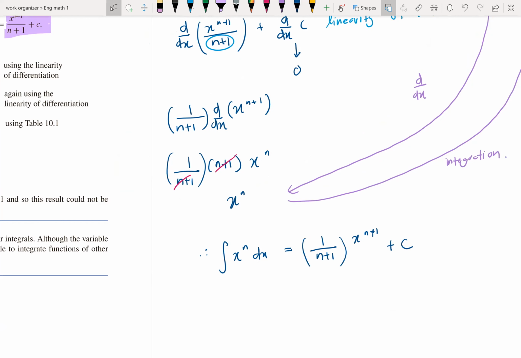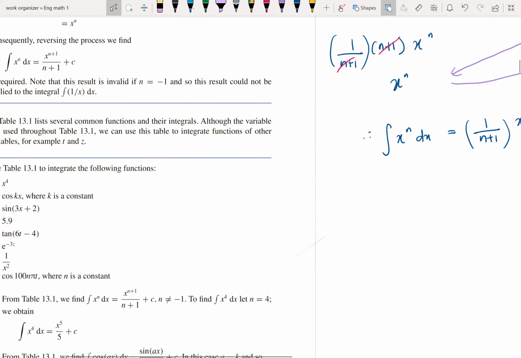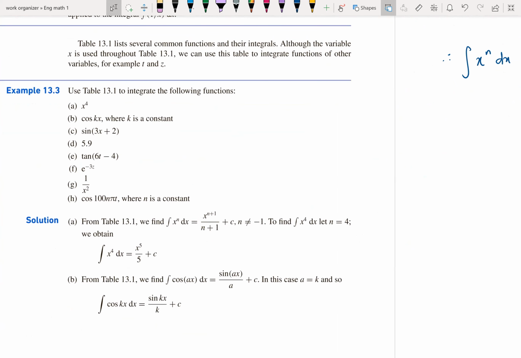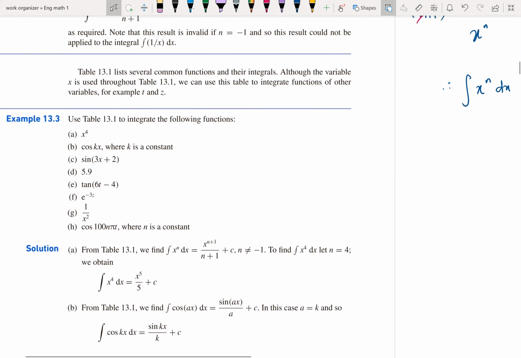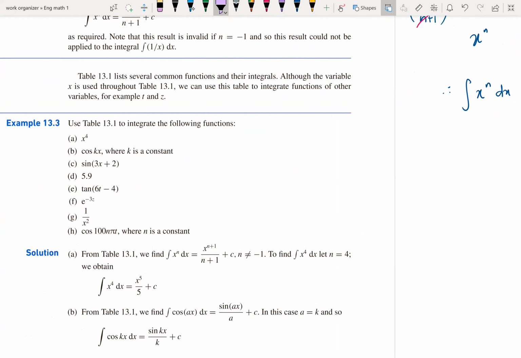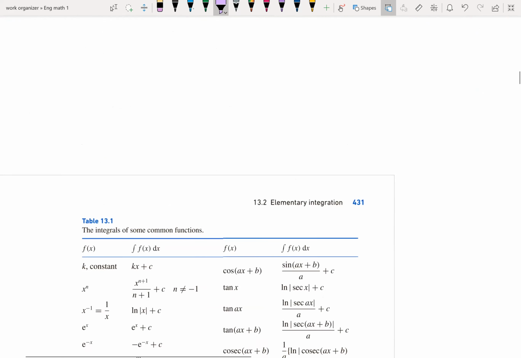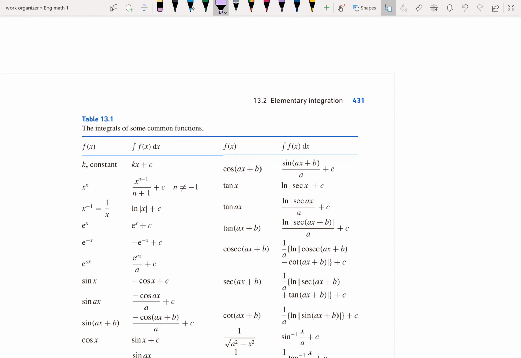So this one next. Use table 13.1, which shows several common functions and their integrals. So this is how we get the formula. Basically this is the formula for xⁿ that we got earlier. That is how we get this formula.